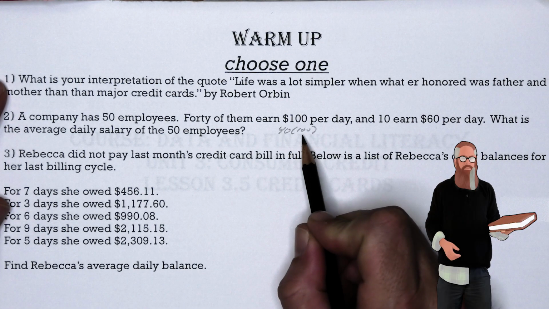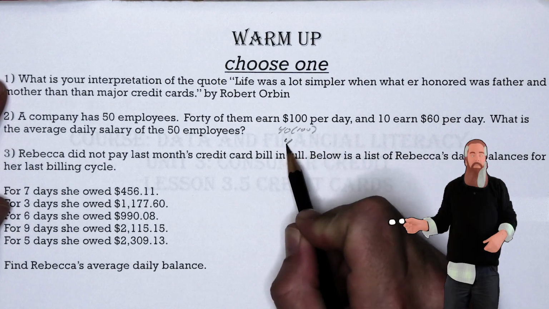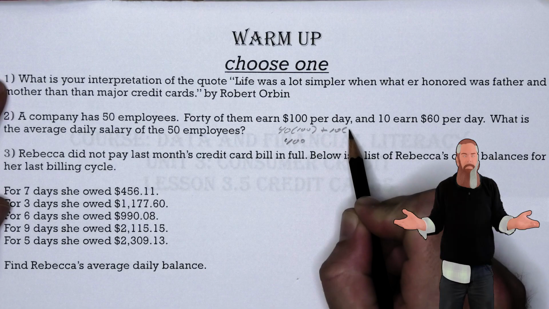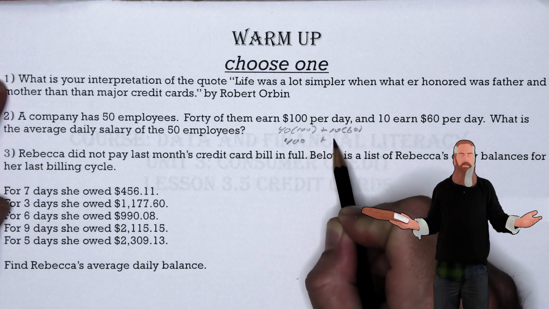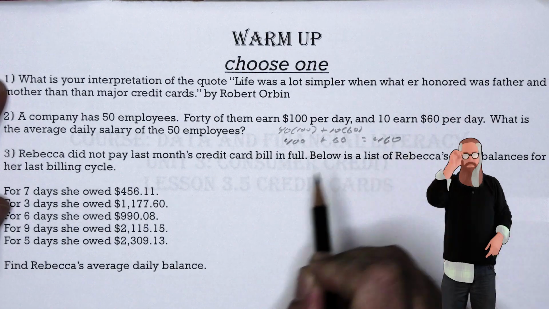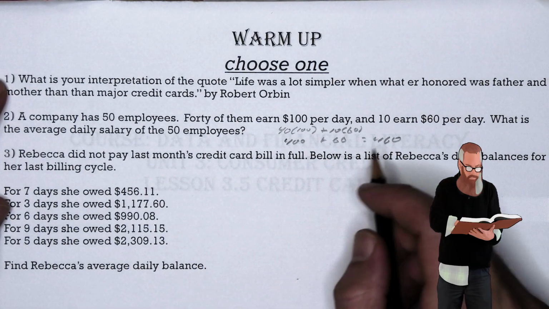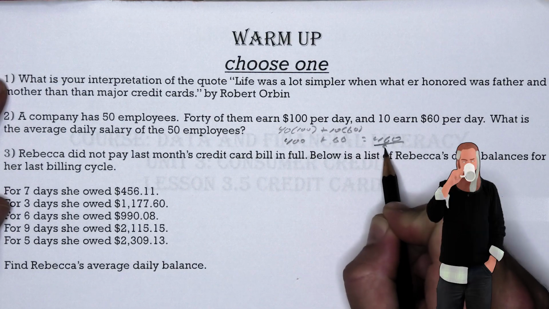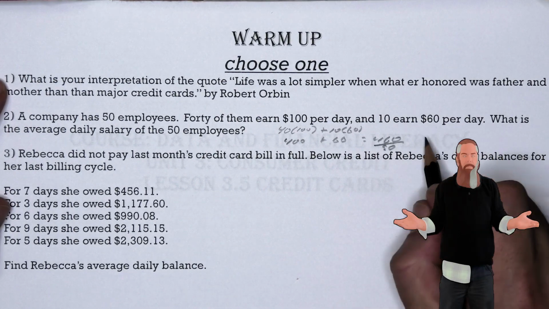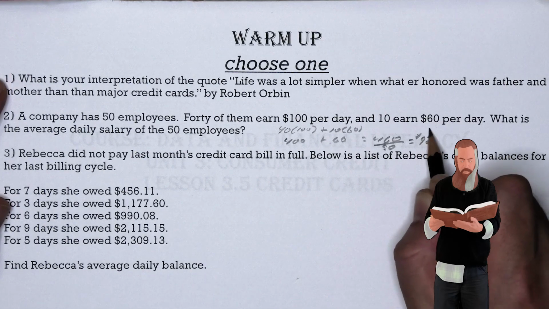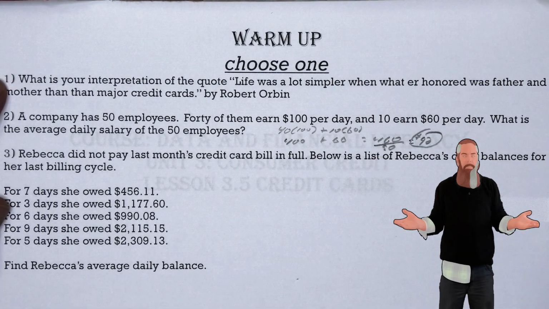Well, if 40 of them earn $100, that would be $4,000. And 10 of them earn $60 a day, so that would be $600, meaning it costs $4,600 every single day. Now, while it costs $4,600 every single day, if we divide that by the 50 employees, then we get an average salary of $92 per employee every day.